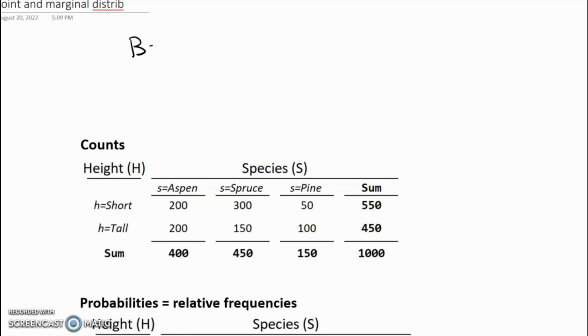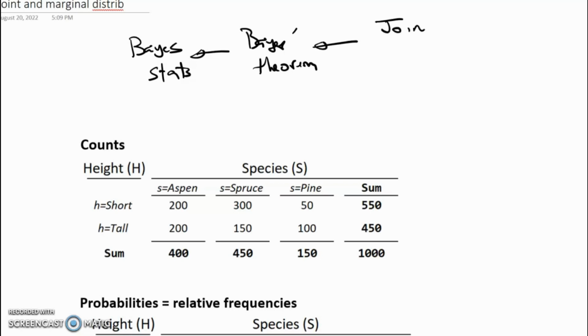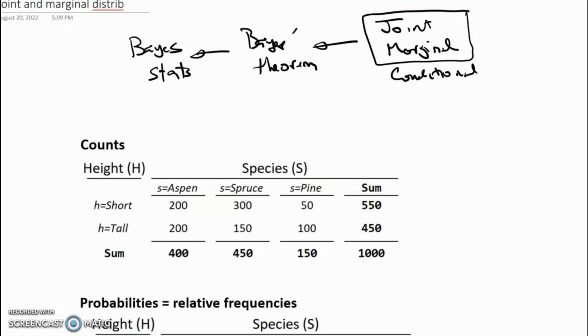It's my belief that in order to understand Bayesian statistics, it's necessary to understand Bayes' theorem. And to understand Bayes' theorem, it's necessary to understand joint, marginal, and conditional probabilities. So in this video, we're going to look at joint and marginal probabilities. In the next video, we're going to look at conditional probabilities.